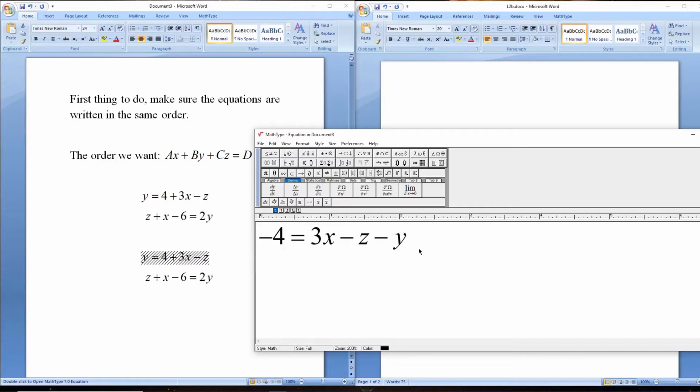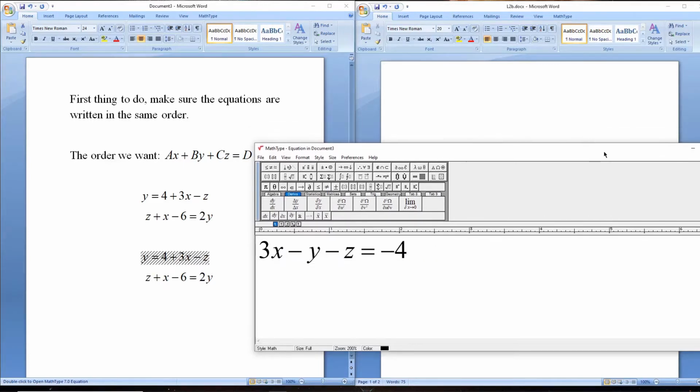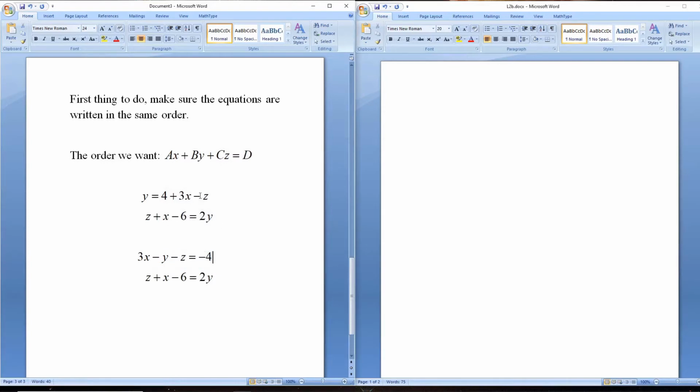Now we're almost in our order here. We want x, y, z, so I'm just going to change the order of z and y here. And then finally, we want this to equal whatever our number is. We know this equals minus 4. There we go. I took this first equation and ordered it into x, y, z, and our equals.